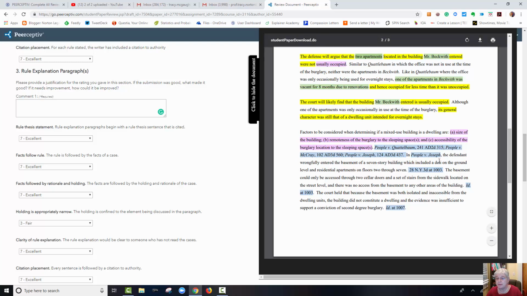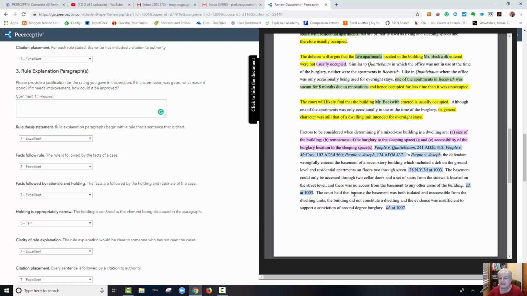Facts follow the rule. In People v. Joseph, the defendant wrongfully entered the basement. The basement could only be accessed through 2 cellar doors and a set of stairs from the sidewalk, and there was no access from the basement to any other area of the building. So the facts follow the rule. Again, excellent. The court held that, because the basement was both isolated and inaccessible from the dwelling units, the building did not constitute a dwelling, and the evidence was insufficient to support a conviction of second-degree burglary.